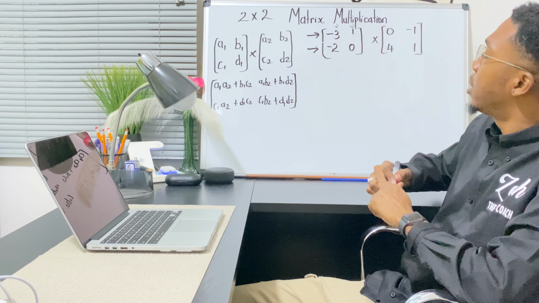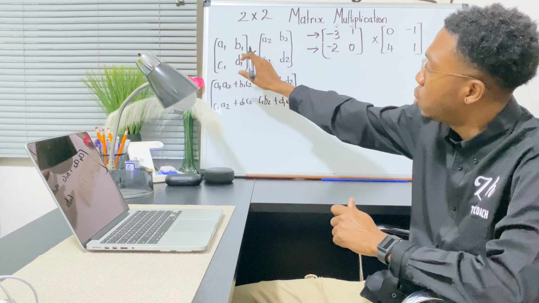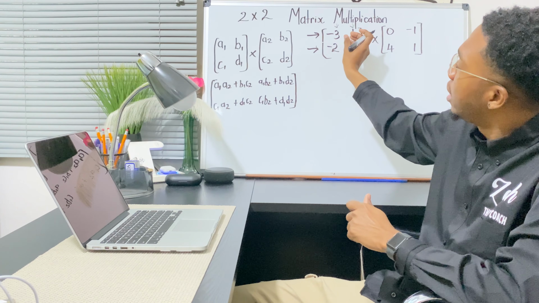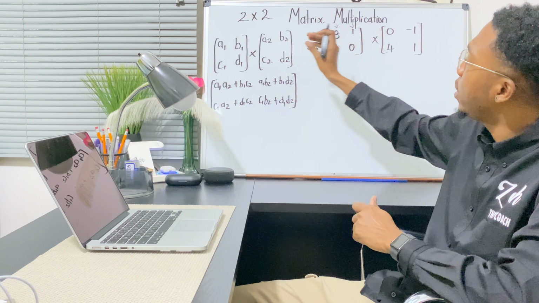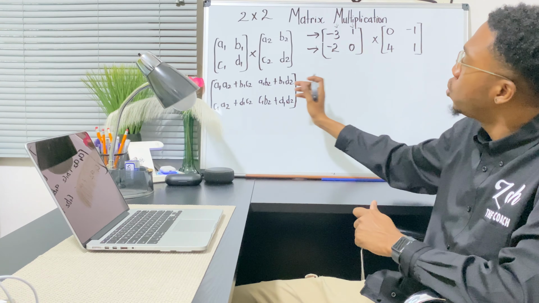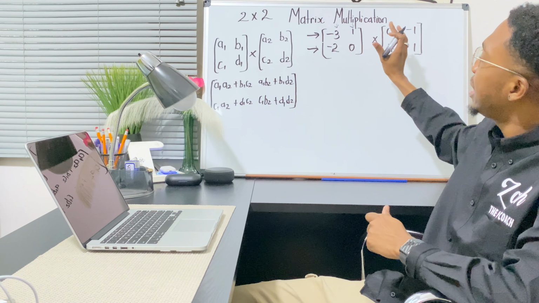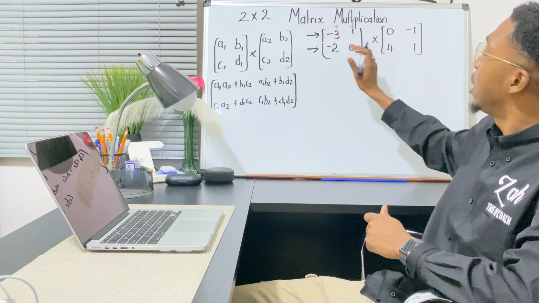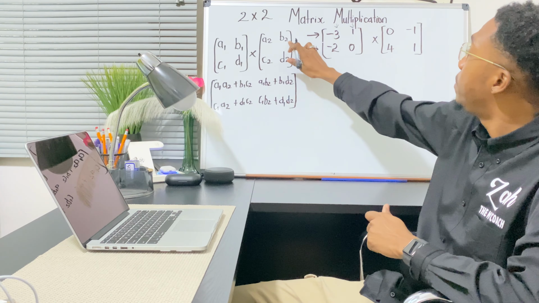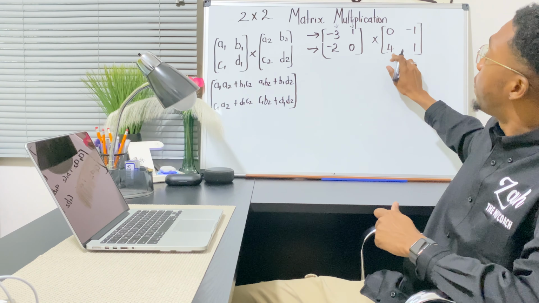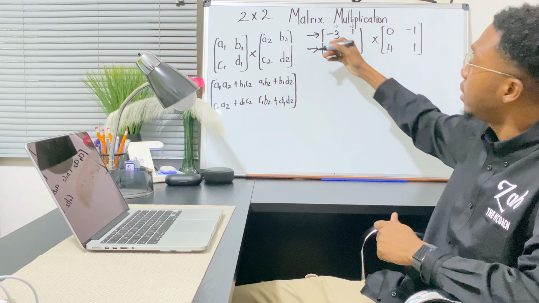Now this right here, the -3 is in relation to the first 2 by 2 matrix here. So -3, we're going to call A1, the 1 we call B1, -2 we call C1, and 0 we call D1. The same rule will be applied to here. Only the difference is 0 is going to be A2, -1 B2, 4 C2, and 1 is going to be D2 in this case.